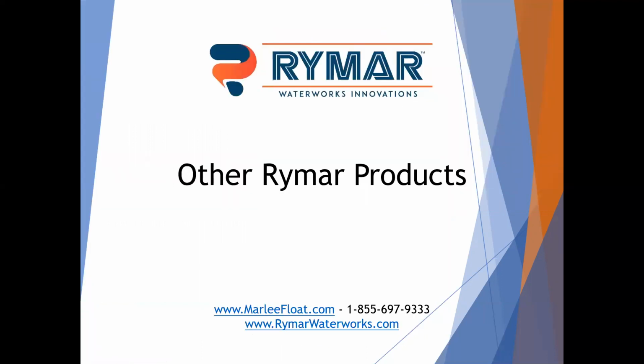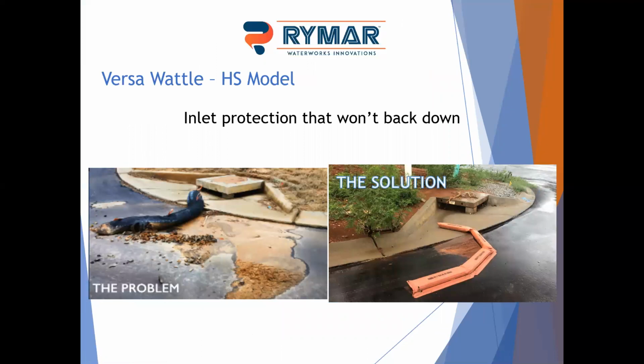And then lastly, before we get into questions, I want to introduce a new product. This is our VersaWaddle. We call it our HS, or hard surface model. This product was invented out of a need. We had a couple of subdivisions that, in the interim, did not have the final asphalt down. They were using some other products to try to control flow, and they just weren't working. What was happening is water was bypassing the catch basins and going down to a low point. In this case, the low point was a cul-de-sac with a 30-foot slope behind it, and water was jumping that slope and blowing the slope out on multiple occasions.